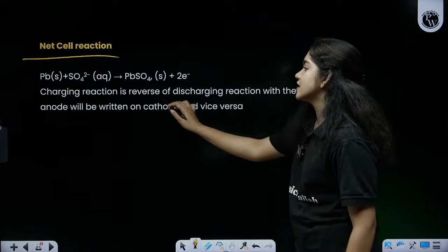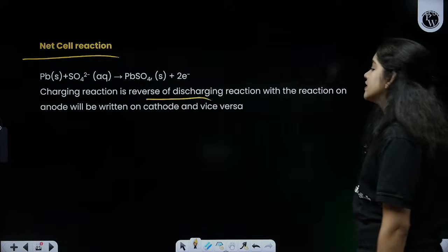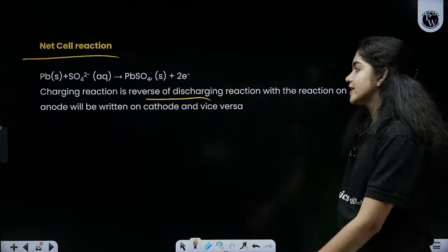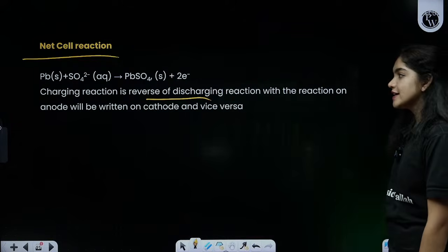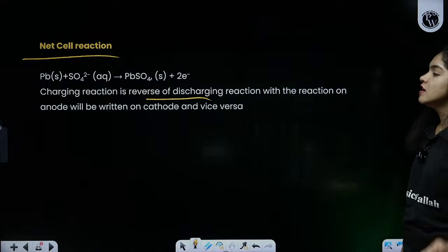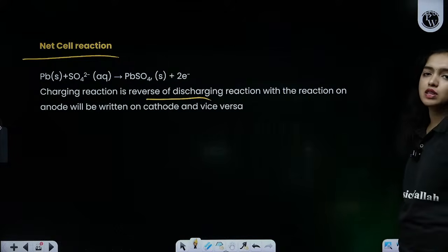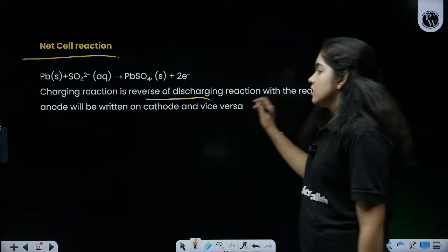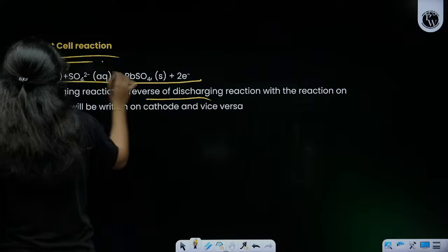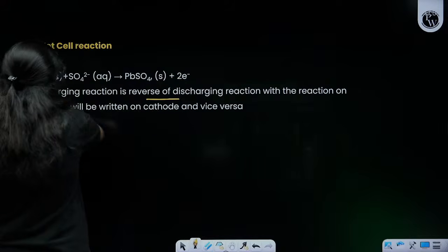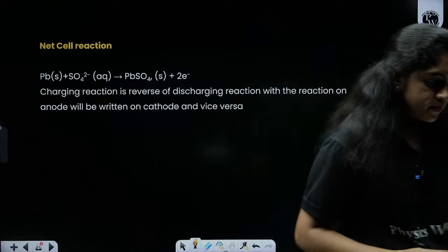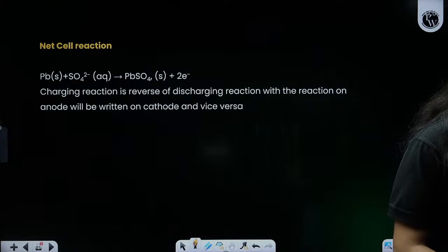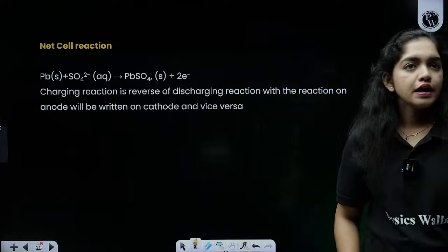The charging reaction is the reverse of the discharging reaction, with the reaction on the anode written on the cathode and vice versa. So my dears, study this equation, that is very, very important for the lead storage battery. Focus on that. Clear, right?